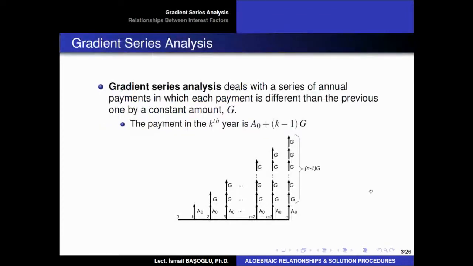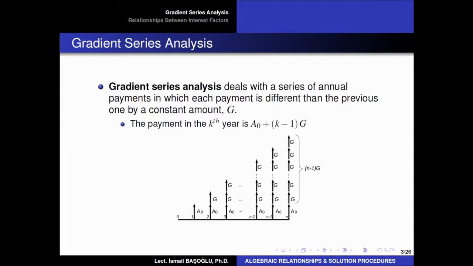Okay, so what is a gradient series? At this point, we need to understand what a gradient series is. So remember, in the uniform series, we have a time horizon of n investment years, and at the end of every year, we observe the same amount of positive or negative cash flow. So all of the arrows were one-sided, and they had the same length, which means the size of the payments at the end of each year were the same.